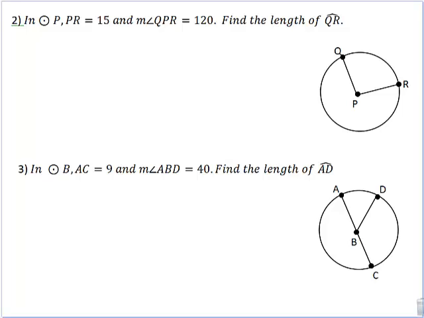In circle P, PR is equal to 15. Measure of angle QPR is equal to 120. Find the length of QR. So PR here is 15. QPR is 120 degrees. And we want to find what the actual arc length is from Q to R. Don't you use that formula?